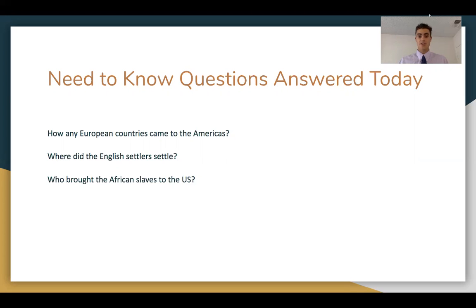Where did the English settlers settle? We're going to see the 2 main places that they began creating colonies. And then, who brought the African slaves to the US? That will only be mentioned briefly. We'll talk more about it later, but that is something that will be touched on today.